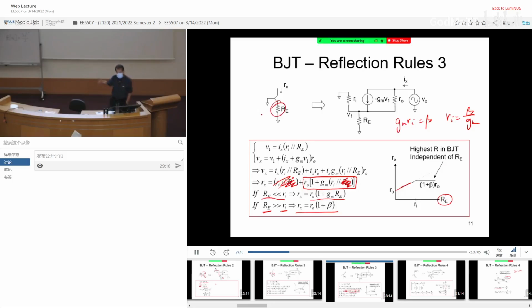Beta is constant. So it tells you, by inserting a larger and larger Re, you might think that you can make the resistance looking down the collector terminal larger and larger. You are wrong. The maximum you can go is beta R0. Once you reach this, if you keep increasing Re, it doesn't help. Okay? So that is the limit.